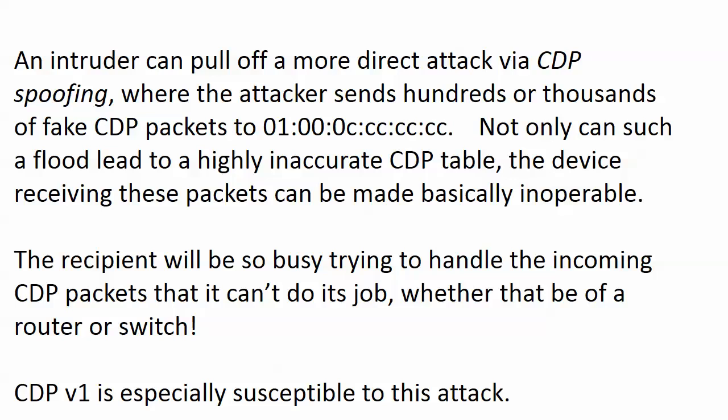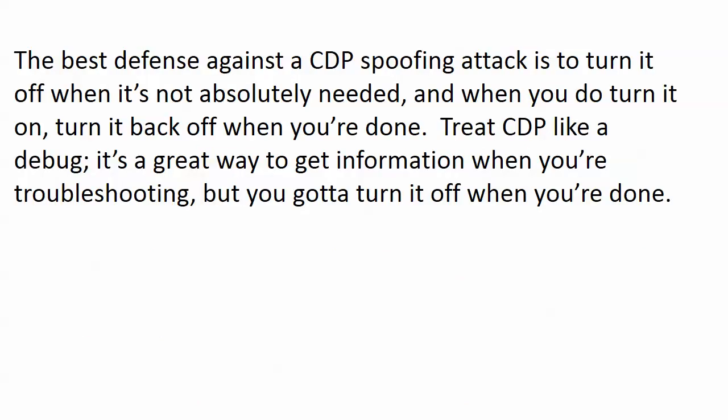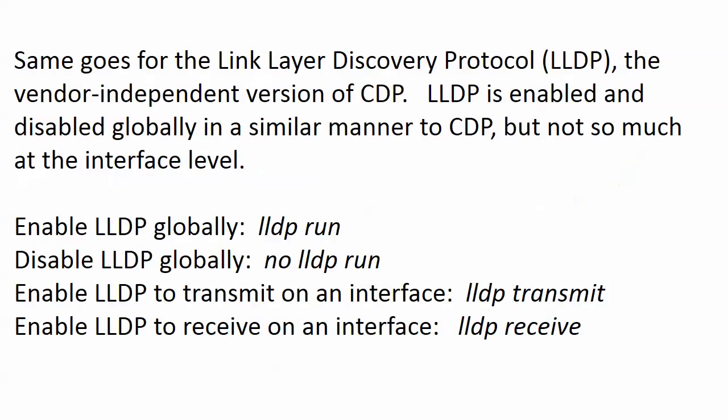And CDP version 1, which I doubt you bump into in the field, but I see this in every Cisco PDF for the last 15 or 20 years, so I'm going to mention it here. CDP version 1 is especially susceptible to this attack. It's a good thing to know for theory, but I doubt you bump into a lot of CDP version 1 out in the field. Now, the best defense against a CDP spoofing attack is very simple. You turn it off when you're not using it, and when you turn it on, turn it back off when you're done, especially visiting a client site. It's good professional courtesy as well. Just like I said, you treat CDP like a debug. It's a great way to get info when you're troubleshooting, but you gotta turn it off when you're done.